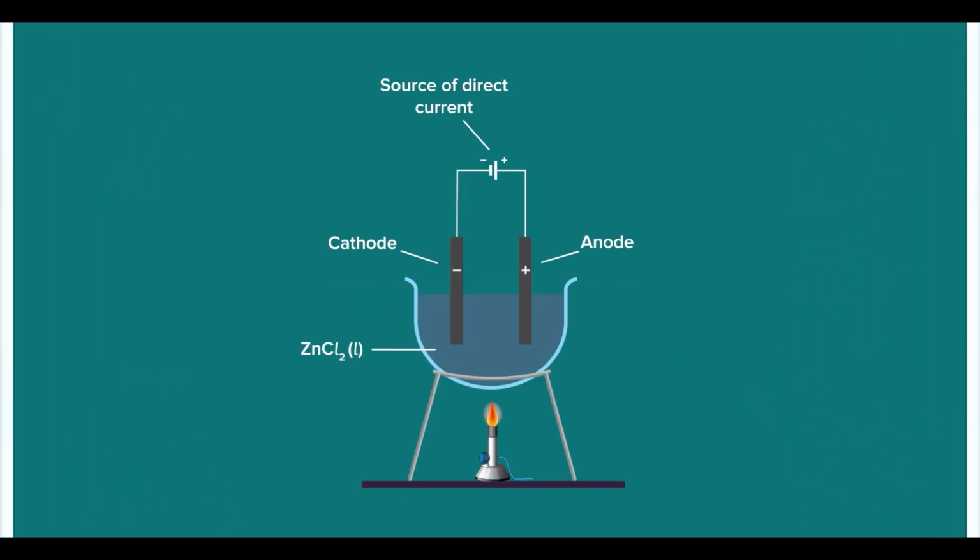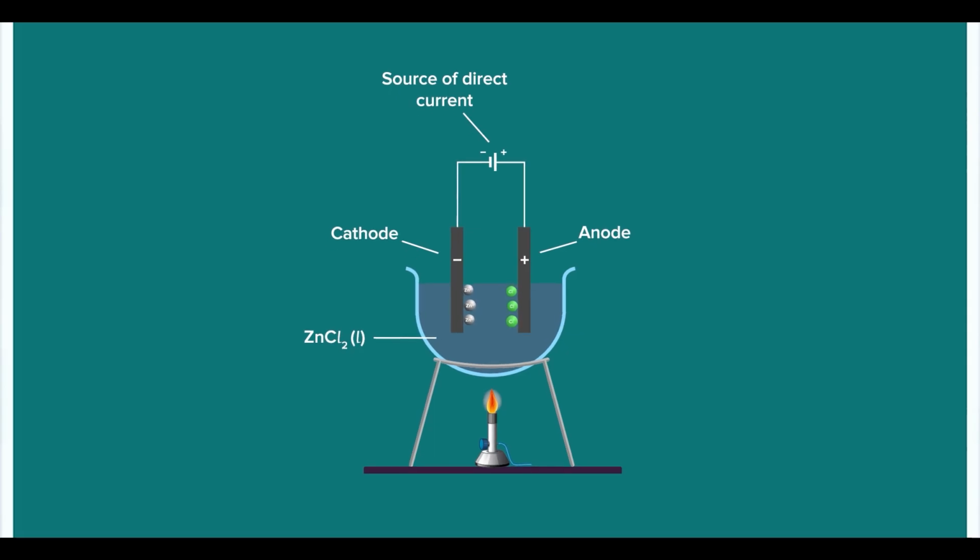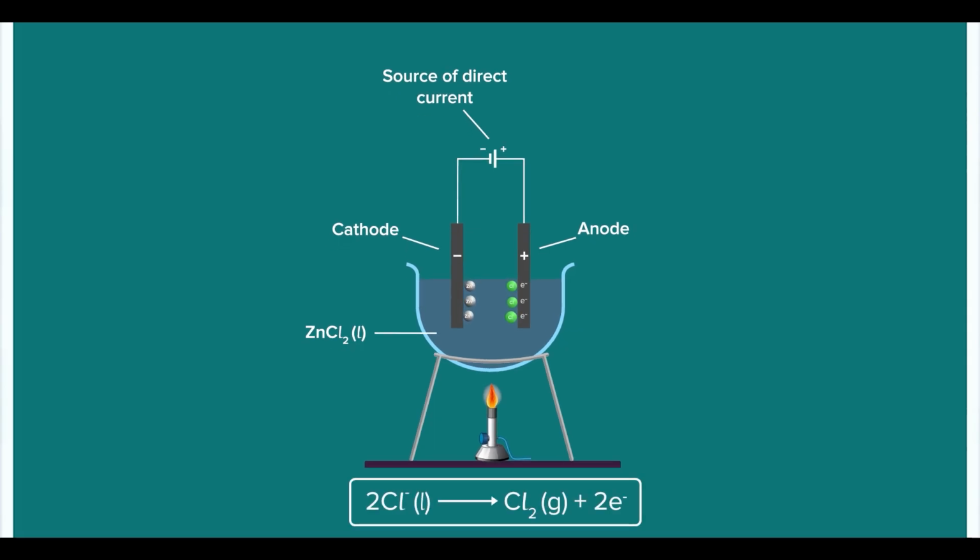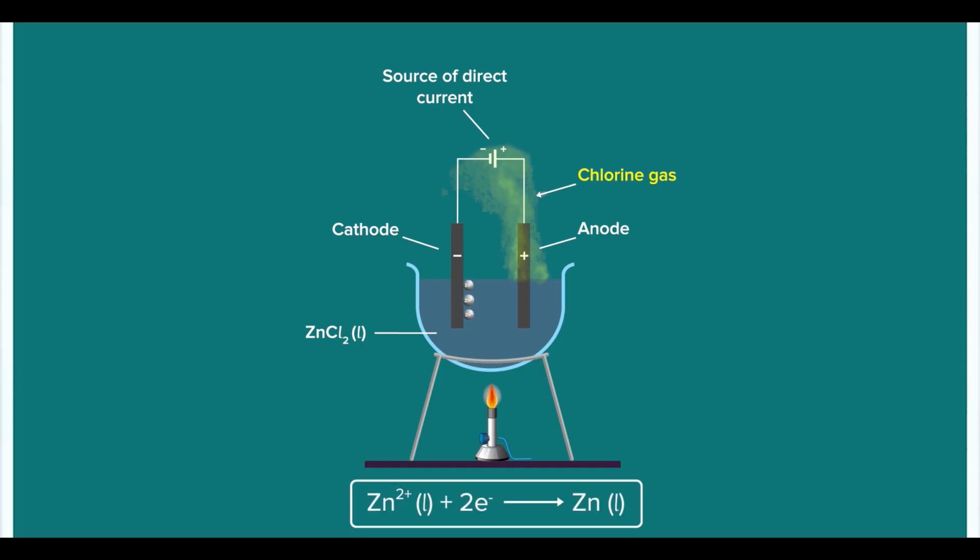So first and foremost, an electric current is passed through the electrolyte. This causes zinc 2 ions to move toward the cathode, while the chloride ion moves towards the anode. Next, a redox reaction occurs at the 2 electrodes. At the anode, each chloride ion loses one electron to get oxidized to form a neutral chlorine molecule. This bubbles off as pale green gas. At the cathode, each zinc ion gains 2 electrons to get reduced into a neutral zinc atom.